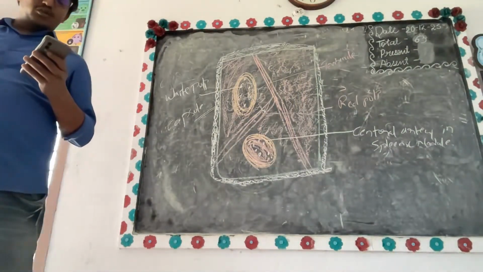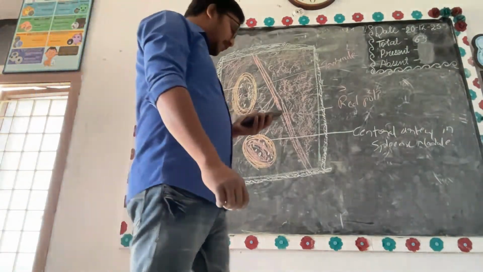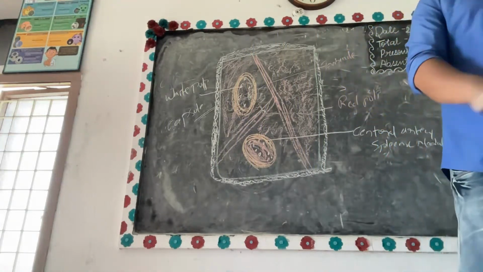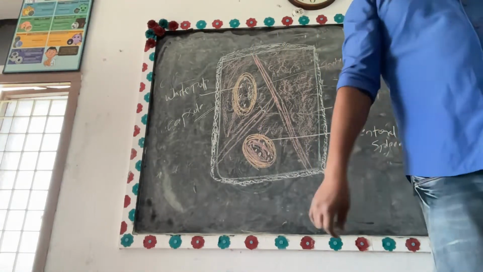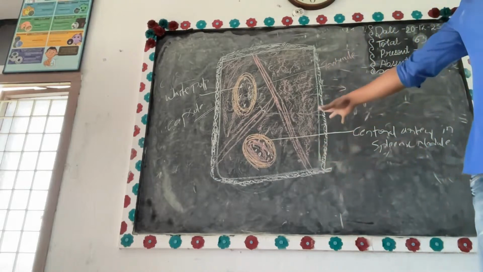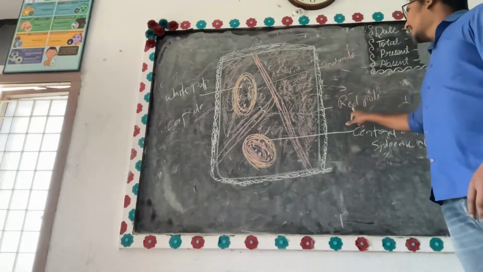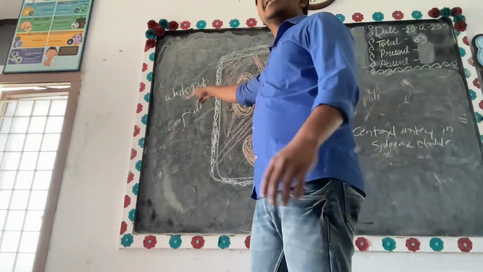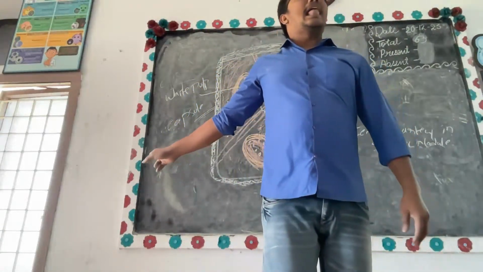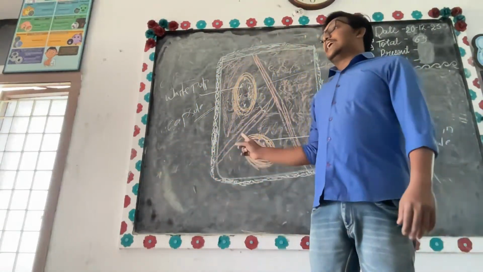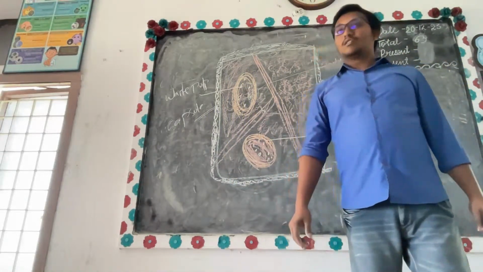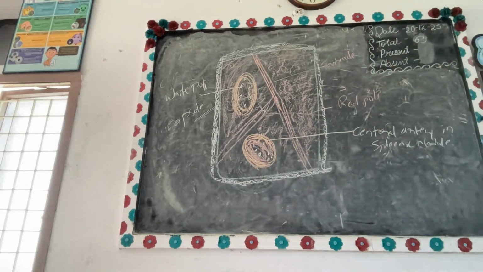So this is the image which you can see in the microscope. Am I clear? So this is how your spleen exactly looks. It has red pulp, it has white pulp, it has central artery in splenic nodule, it has a capsule which is surrounding the spleen. And it is the largest lymphatic organ.